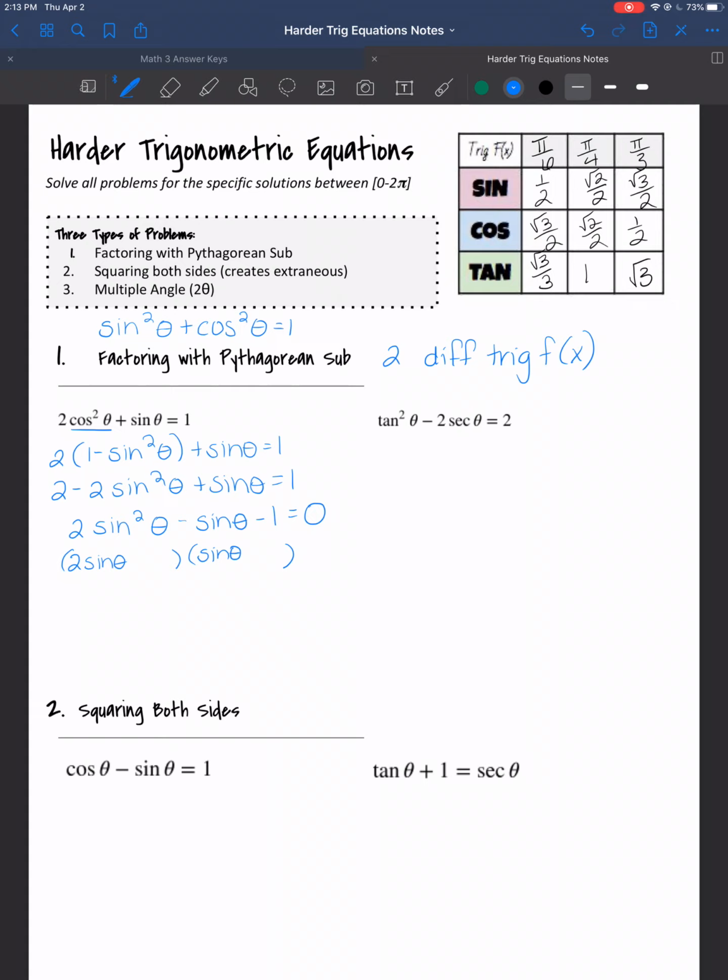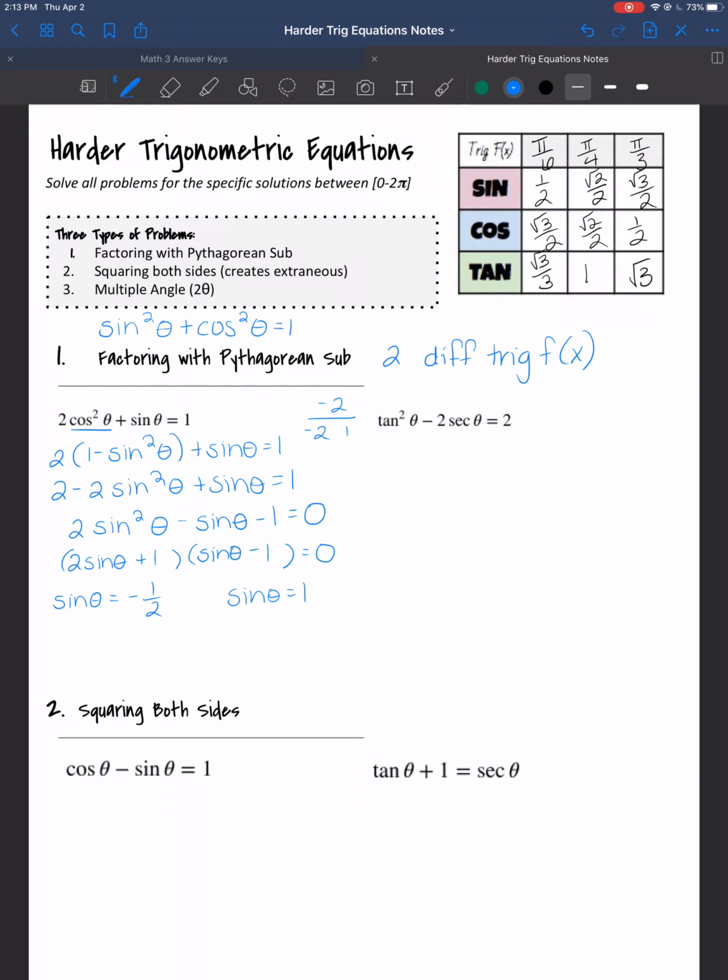So I've got 2 sine theta and sine theta. And then I need to figure out what multiplies to give me negative 2 and adds to give me negative 1. So that would, of course, be negative 2 and 1. So this needs to be minus 1, and this is plus 1. So now you're going to set both those factors equal to 0. So that's going to give me sine theta equals negative 1/2, and sine theta equals 1.